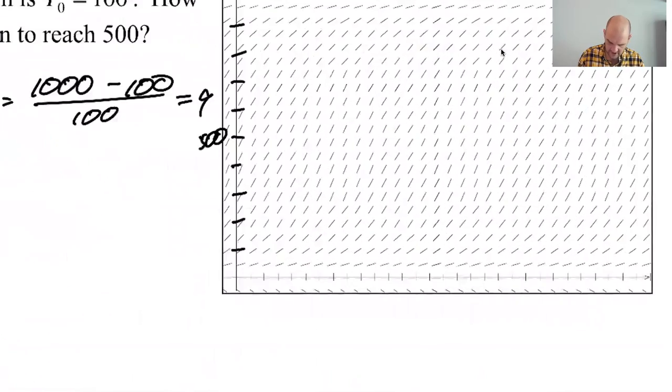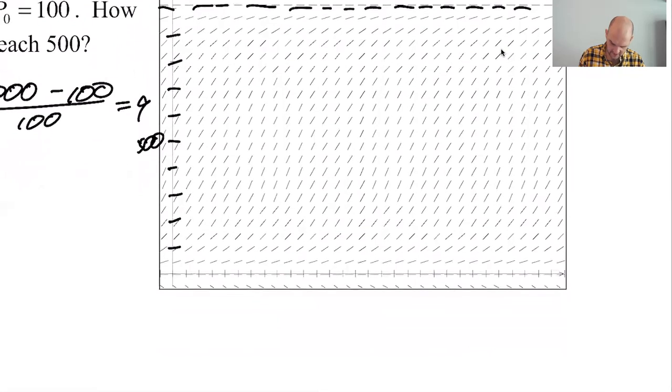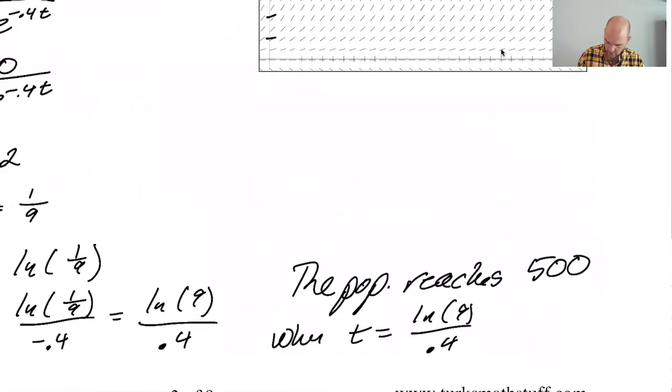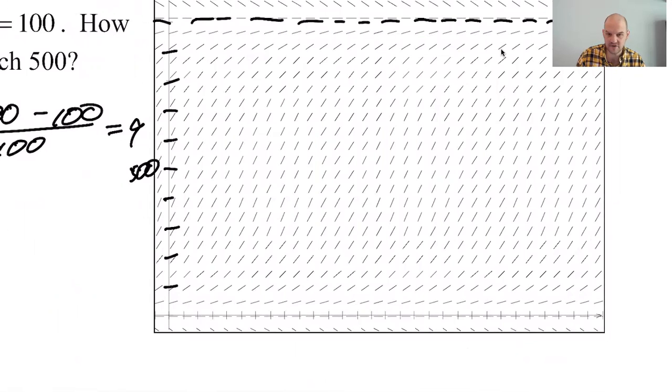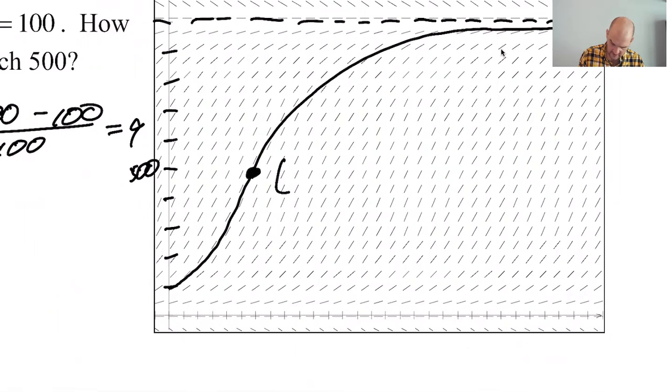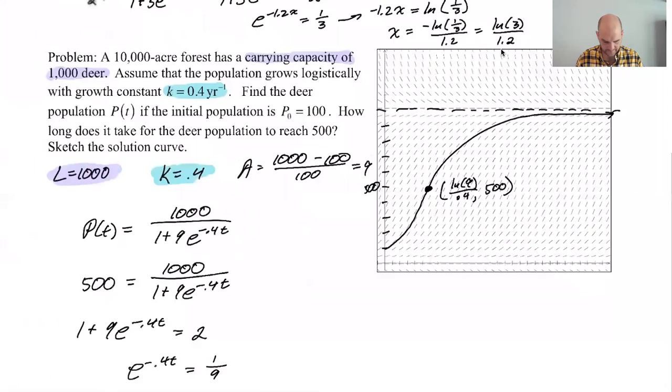And then our initial population is 100. And if I knew what the natural log of 9 divided by 0.4 was, I might know what these tick marks are along the horizontal axis, but I don't. So I'm just going to draw, and then we'll know when we get there. So let's say, oh boy. That looks okay to me. So this I think is going to be the natural log of 9 over 0.4, comma 500. That's our point of inflection right there.